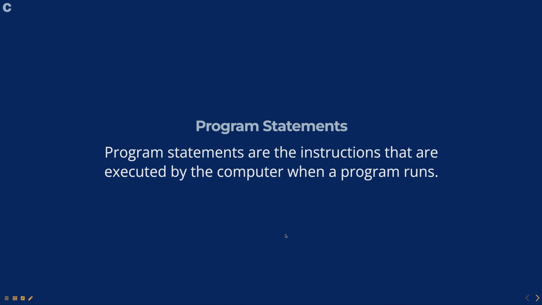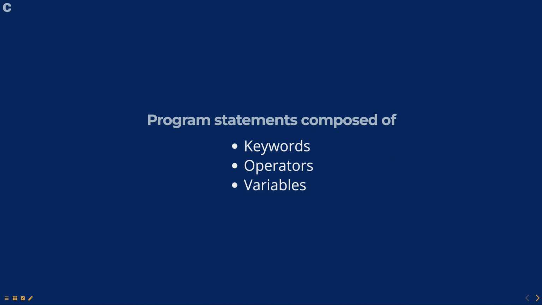Program statements are the instructions that are executed by the computer when a program runs. They perform various operations such as data manipulation, input-output, and control flow. In the C programming language, program statements are composed of keywords, operators, and variables.